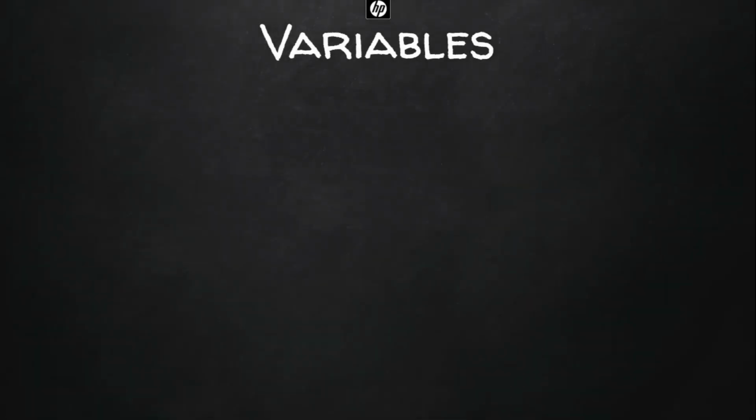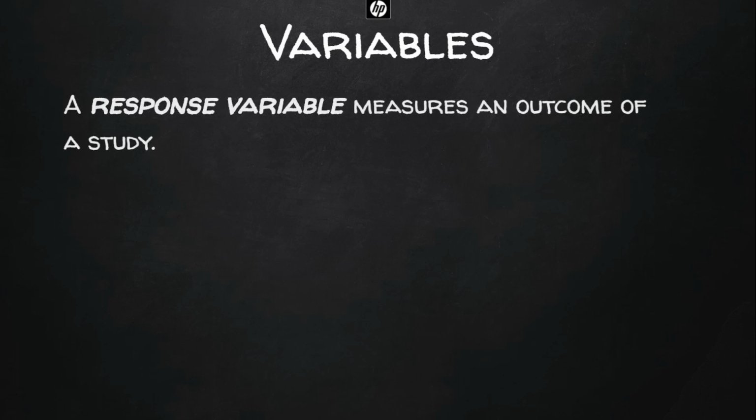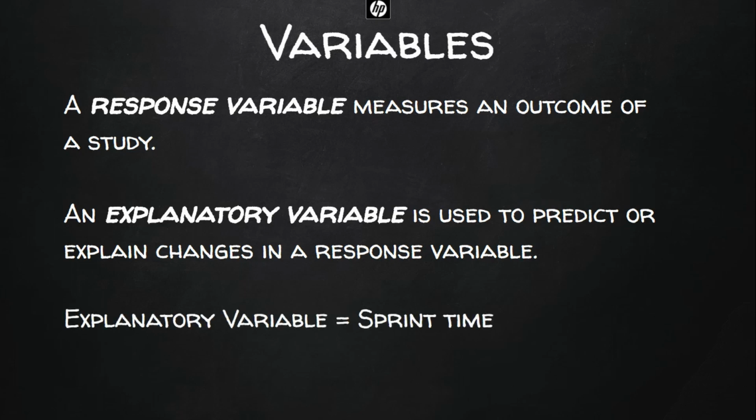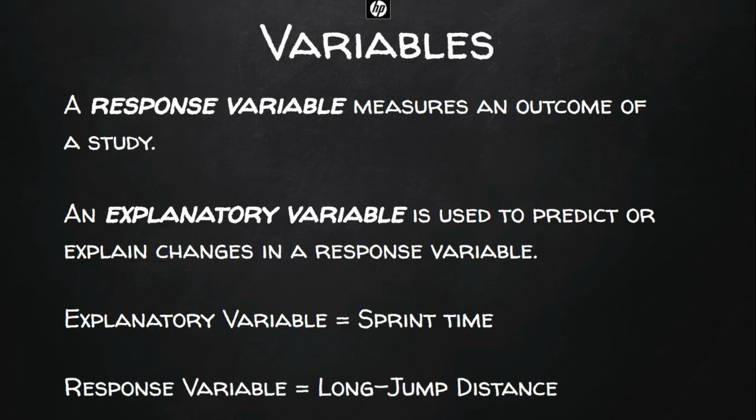When we are talking about bivariate data, since there are two separate variables that we've collected from each individual, we need to be able to talk about them separately. The response variable is the measure of an outcome of a study, while the explanatory variable is used to predict or explain changes in a response variable. So for the data we have, the explanatory variable would be sprint time, and the response variable would be long jump time. You can think of it as it makes more sense to predict how far somebody can jump based on how fast they run versus predicting how fast they can run based on how far they can jump.